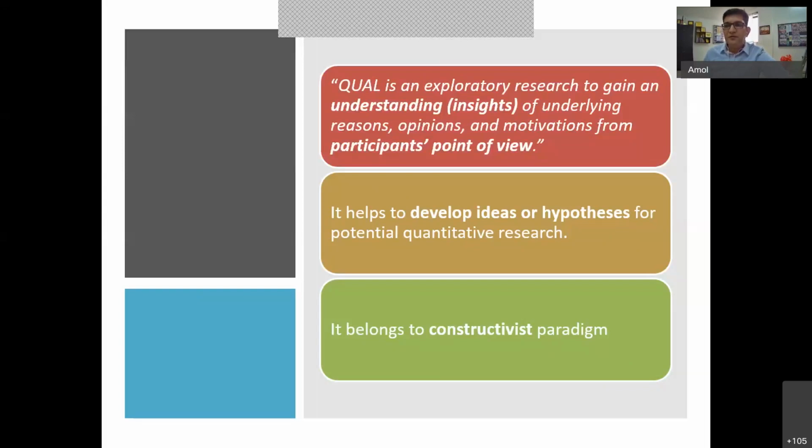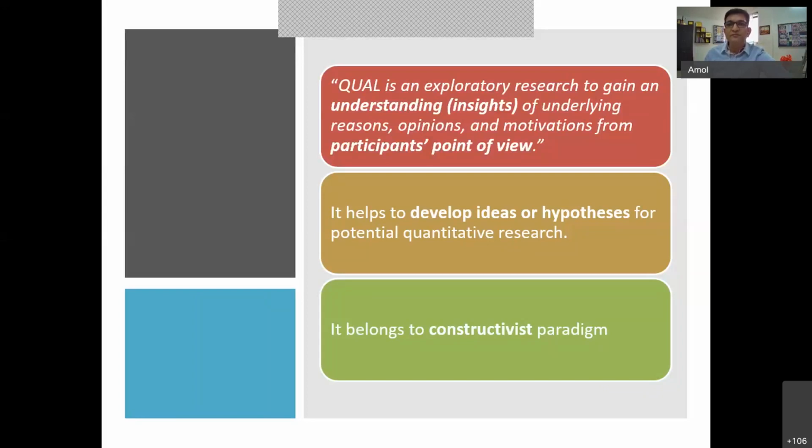And many times, people ask, just interviewing seven people, what's the guarantee that they will speak the truth? That fear is actually coming from the post-positivist paradigm, where people see knowledge as an objective reality. But qualitative research, as I told you, is based on the assumption that subjective knowledge is also a way of being.